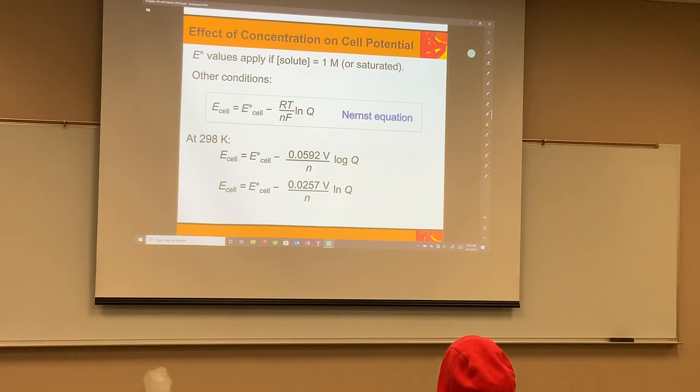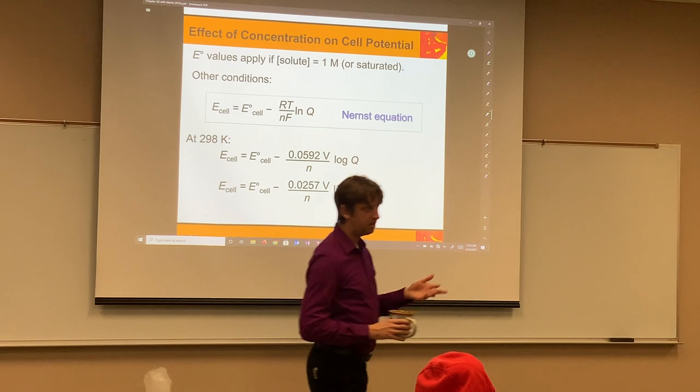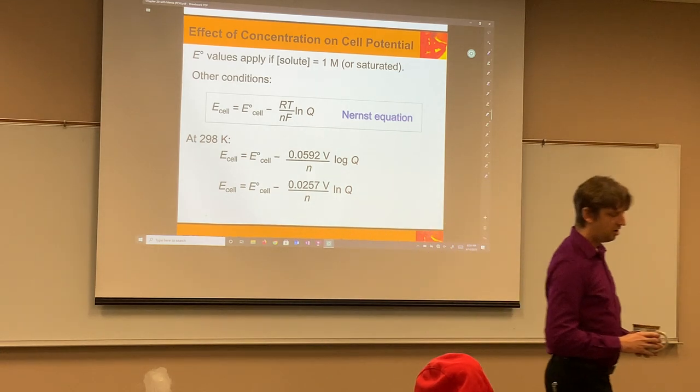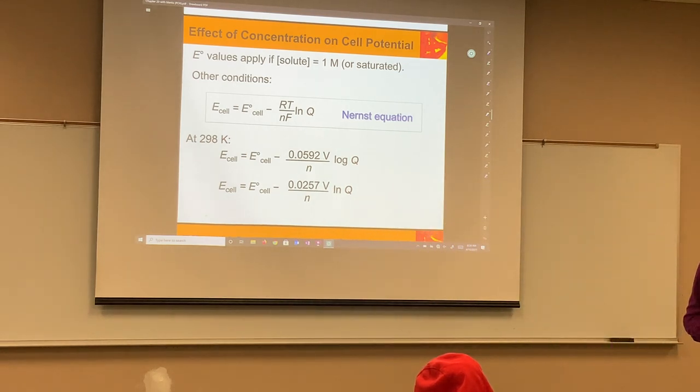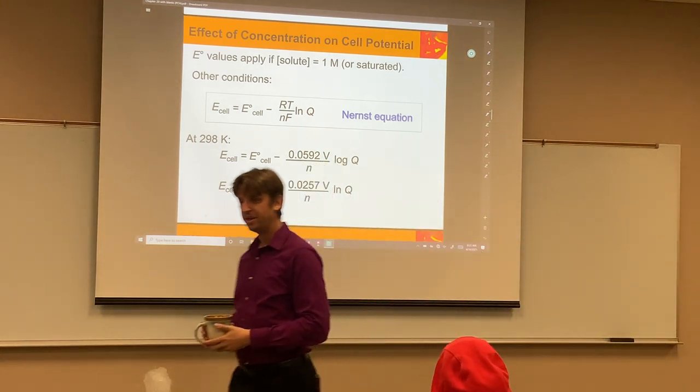All right. So we have this equation here, which is the Nernst equation, which is probably one of the most important equations to come out of this chapter. And so the question should be, why is that? Well, if you remember, so far we've been mostly dealing with these E-naughts, G-naughts, K-naughts, all these different typical quantities that we've been calculating.